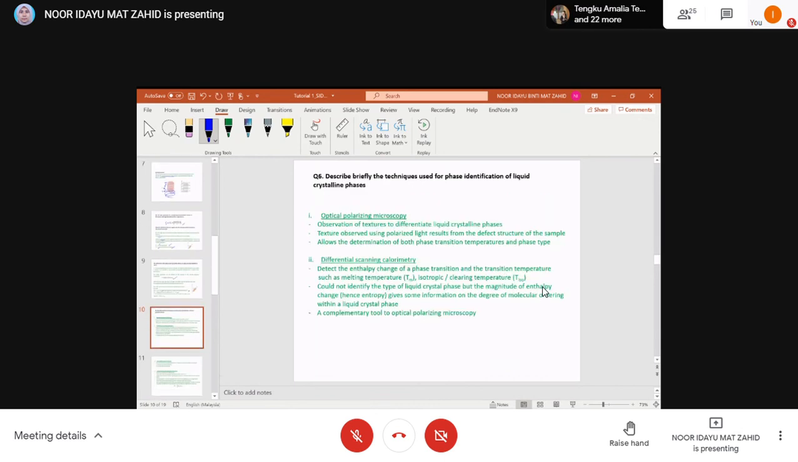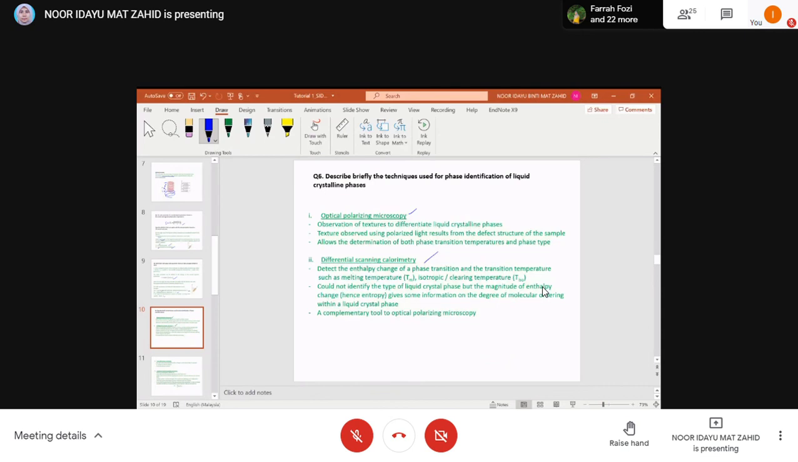Question number 6, on the techniques of identification of liquid crystal phases. Describe briefly the techniques. I think for this course, you have been introduced to 4 main techniques. First, optical polarizing microscopy. Then differential scanning calorimetry. The fourth is deuterium nuclear magnetic resonance. So write short notes for each technique.